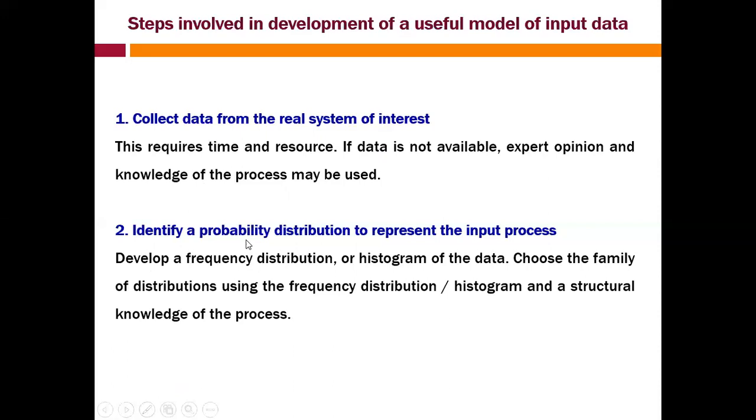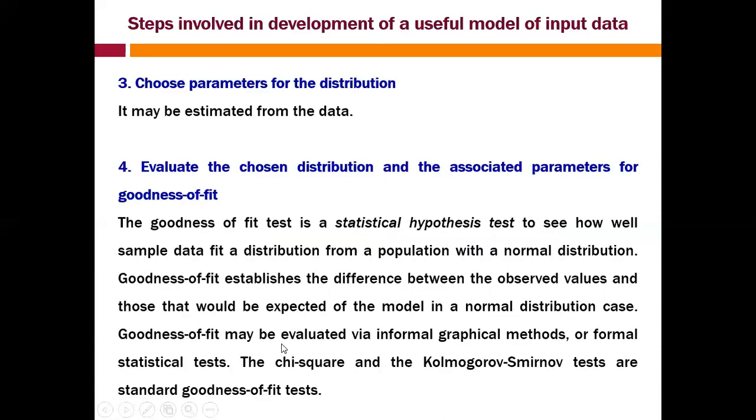The second one, identify a probability distribution to represent the input process. So we need to develop a frequency distribution or histogram of the data. Choose the family of distributions using the frequency distribution or the histogram and the structural knowledge of the process. Let us see what this histogram is a little later. The third one is choose parameters for the distribution. These can be estimated from the data. Parameters we can choose according to the type of real world example. Then the fourth one is evaluate the chosen distribution and the associated parameters for goodness of fit.